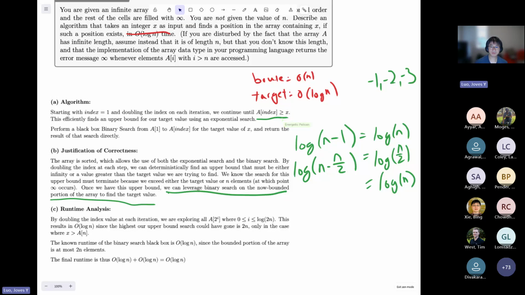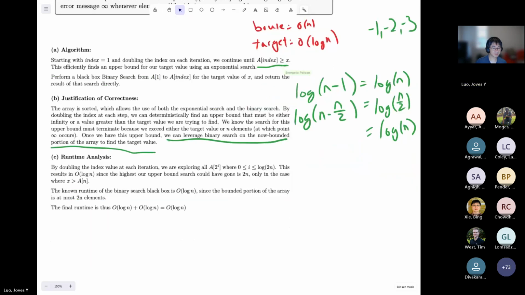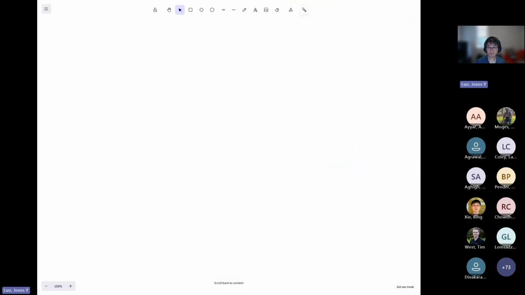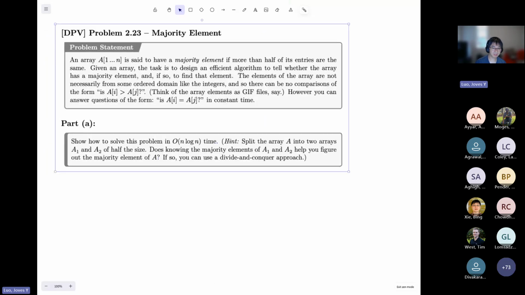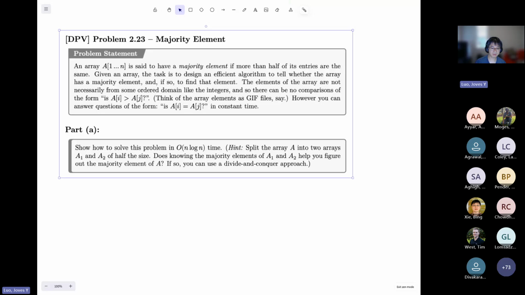Okay, let's move on to the next problem. This next problem is majority element. This has two parts, and we will go over what is considered an easy and inefficient solution versus a more optimal solution.